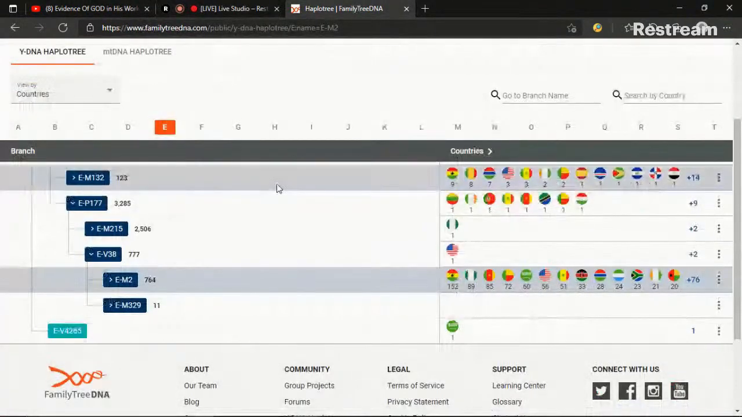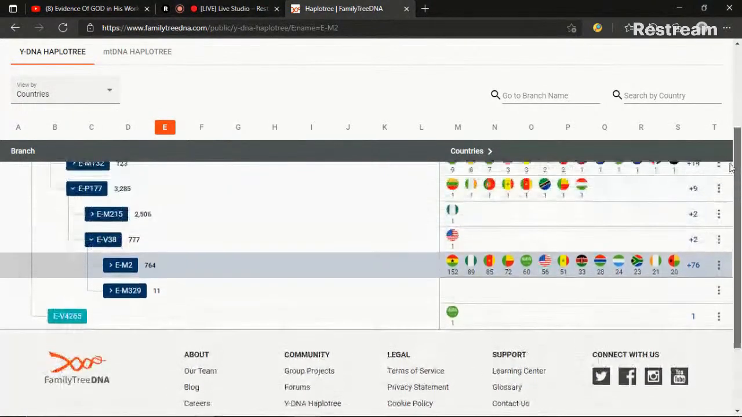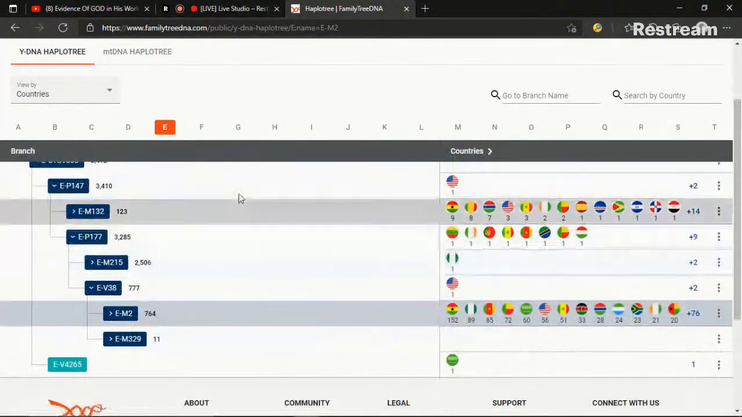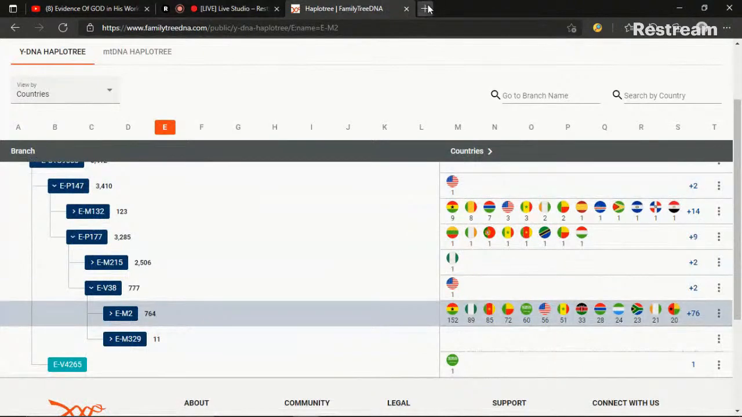So today I just want to do something a little different. I was just checking out some Haplogroup groups, and I just wanted to open up some branches, as I've been noticing some really interesting things, which is biblically exciting, very biblically exciting.